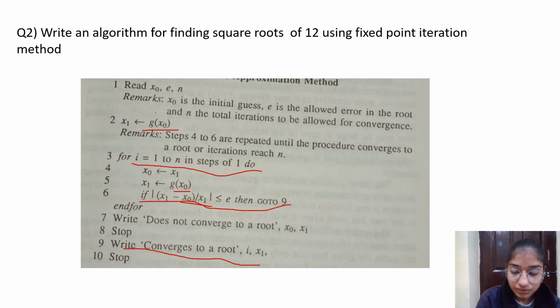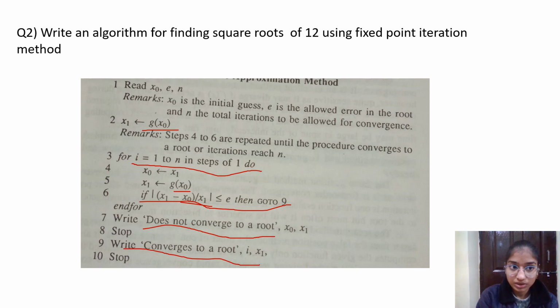If this condition is false and our for loop iterates n times, meaning we do not get our convergent root, then we move to step 8 and say we do not get our convergence root x0 and x1, and we will stop our algorithm here. So this is our fixed point iteration algorithm for finding the square root.